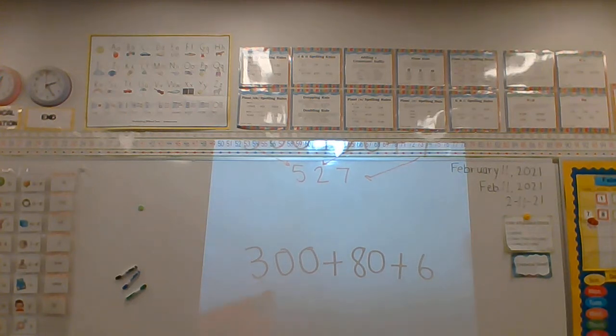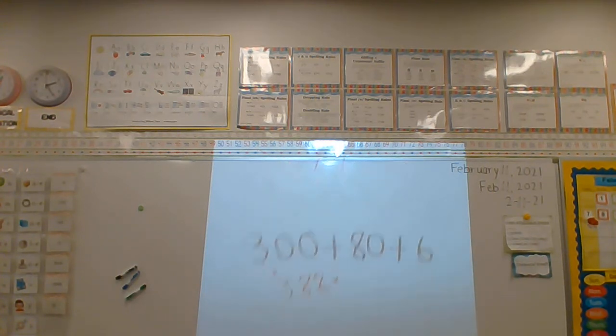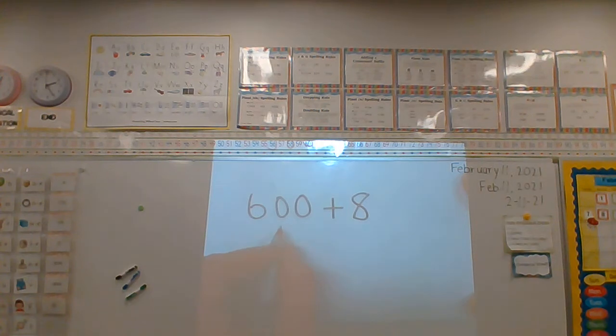Let's find out. 300 plus 80 plus 6. Did you hear it? Did he trick anybody? 386. And the last one on this page, 600 plus 8. He might be a little tricky. Let's listen. 6 for the 600.